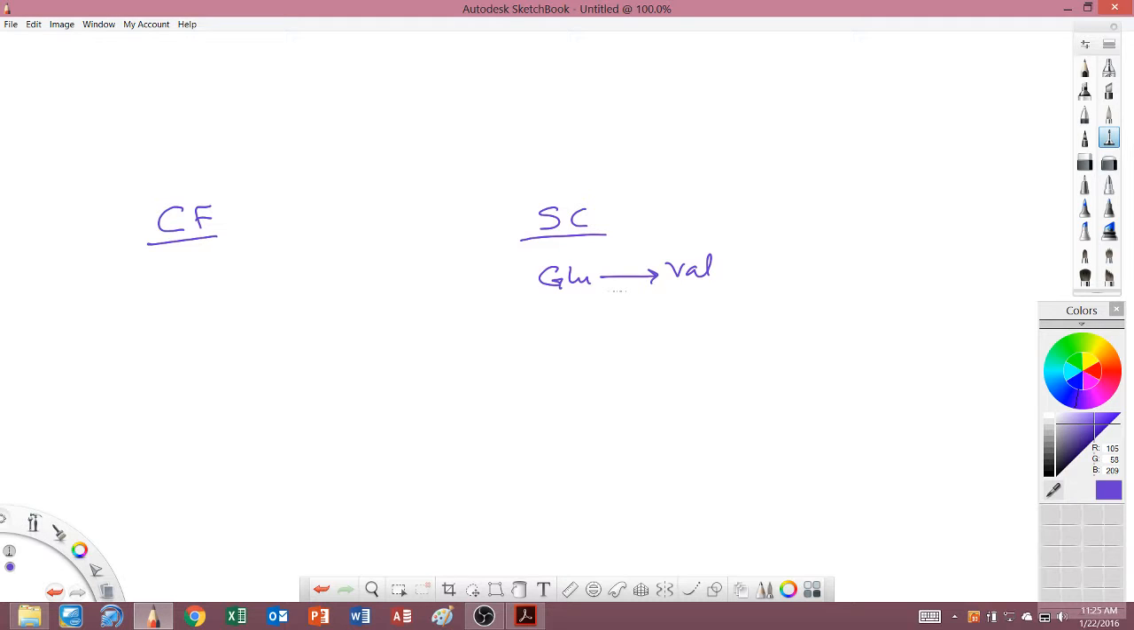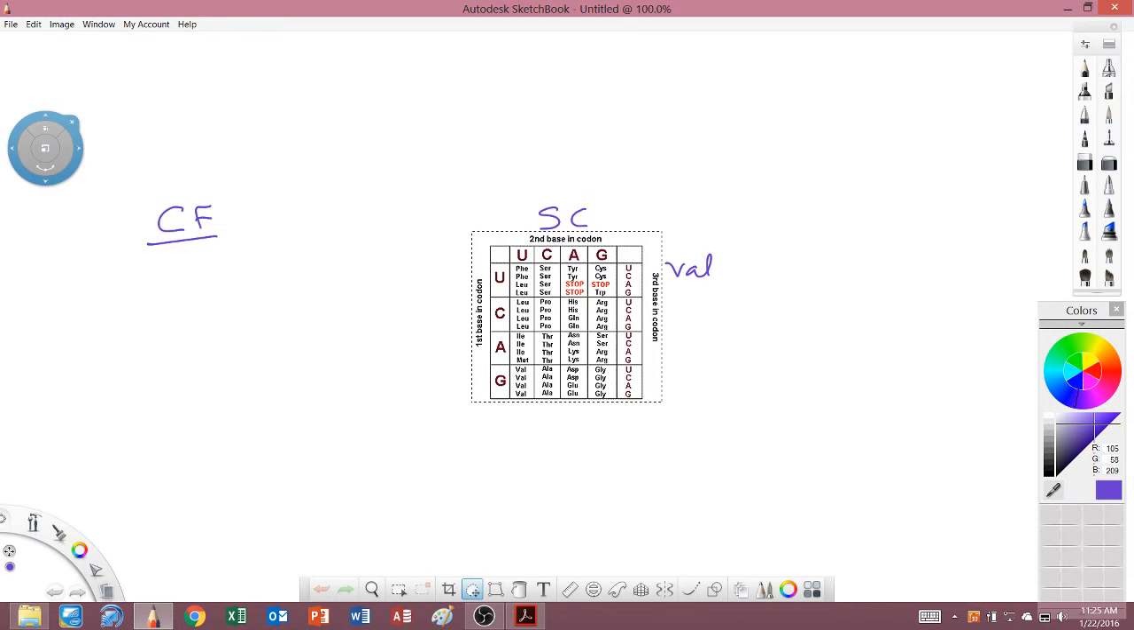Let's see if I still have that thing. Paste. Do I have it? No. Oh, I have it. So, where is glutamate? Glutamate. There you go, glutamate. And then it changed to valine. So if it's U, it'll be valine. As soon as you change U to A, it becomes glutamate. Okay?